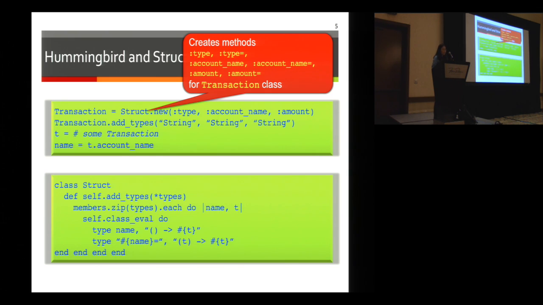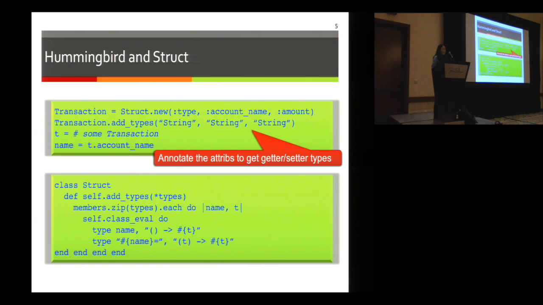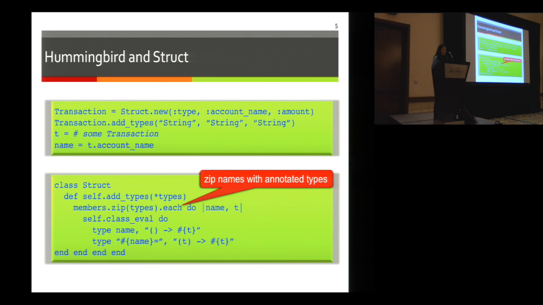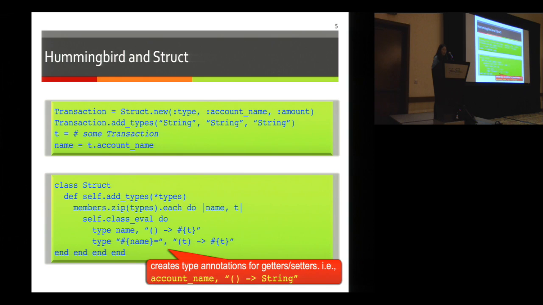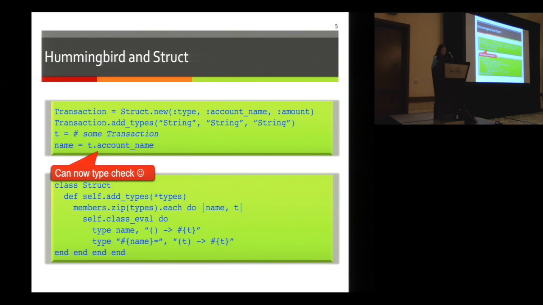We could have called type 6 times to individually add the types, but there's a better way. Since Hummingbird allows the programmers to write arbitrary code to generate types, we wrote the add_types method below. Add_types takes the list of attributes as arguments, and inside add_types, we pair this annotated type, and then we add a type for the setter. After we call add_types on Transaction, the type checker can check code that uses one of the getters or setters.